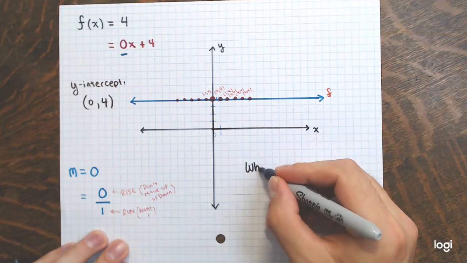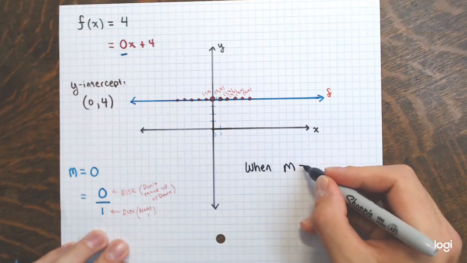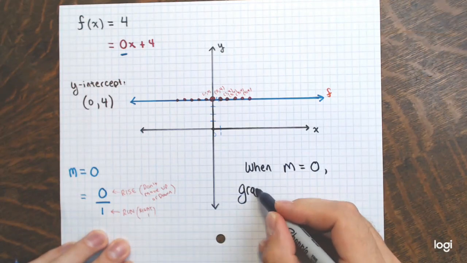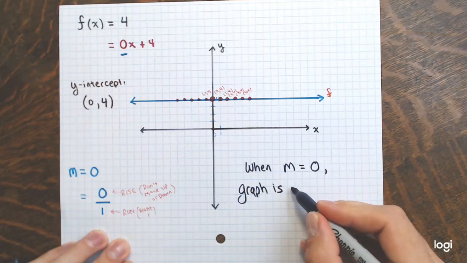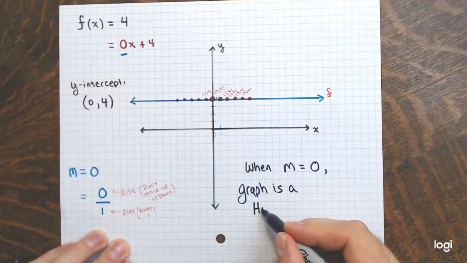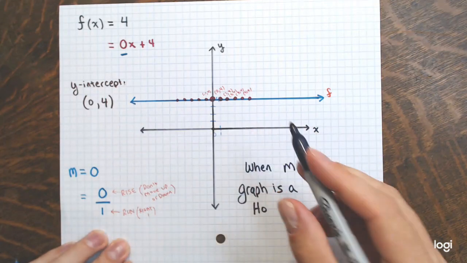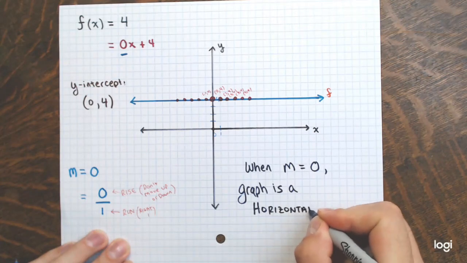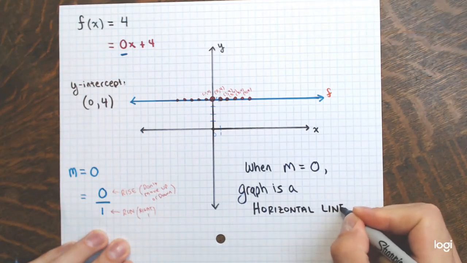When the slope of the line is 0, the graph is a horizontal line, like you're seeing here. It's straight left and right, parallel to the x-axis. Great.